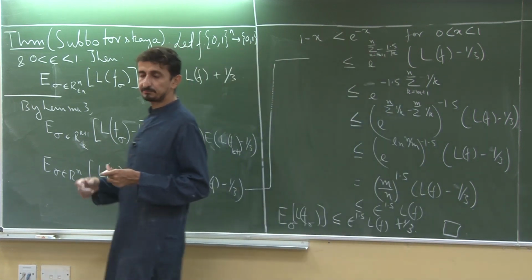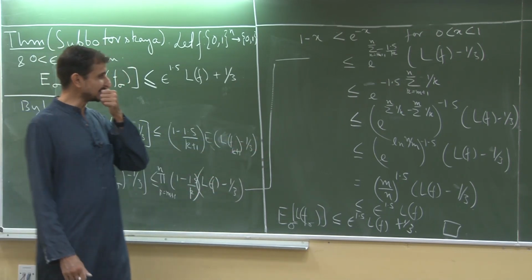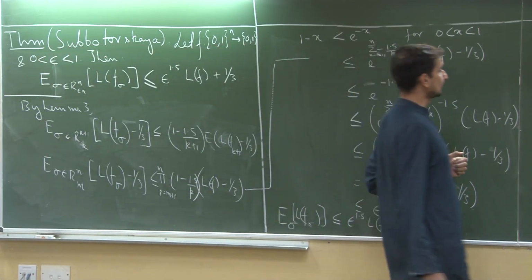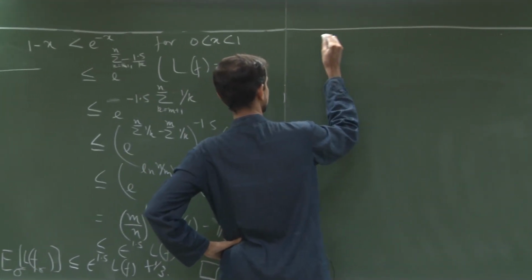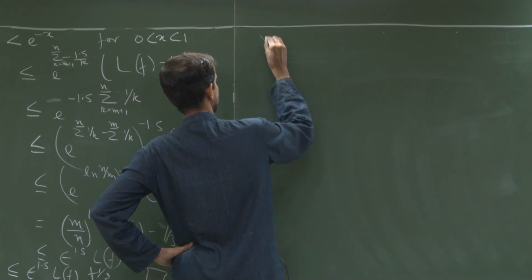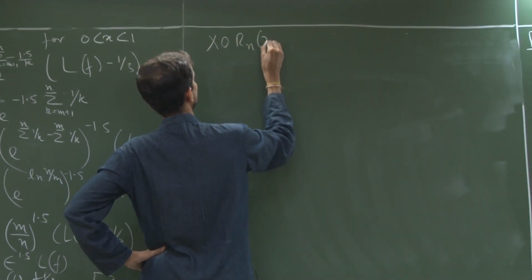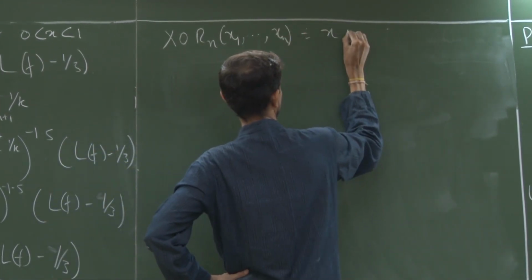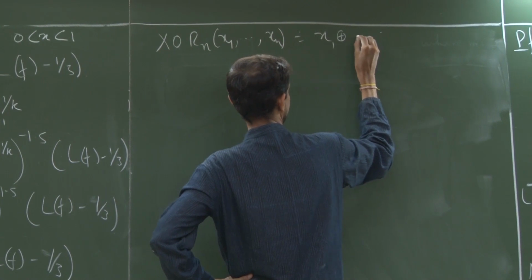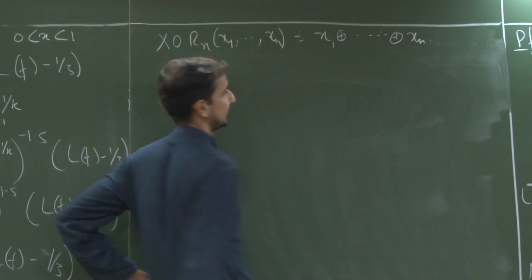So, let us look at a very quick application of this theorem. So, where we can apply. Once again let us consider the XOR function, or the parity function. Parity function is also known as the XOR function. XOR n of x1 up to xn is basically x1 parity up to xn.